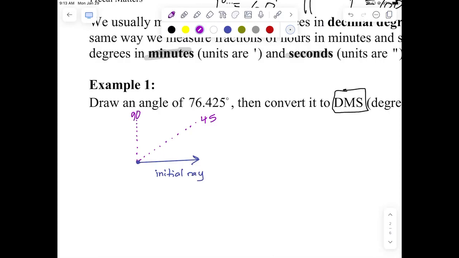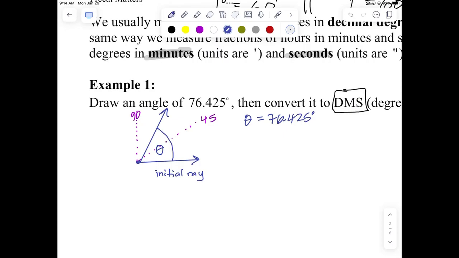So that's what we use for comparison, isn't it? I know it's going to be somewhere between 45 and 90, so I'm going to draw it about right here, somewhere in there. And then I'm going to label this as theta, and say theta is 76.425 degrees. So what that does is it allows me to name the angle instead of angle ABC, and it also allows me to talk about its measure, 76.425.